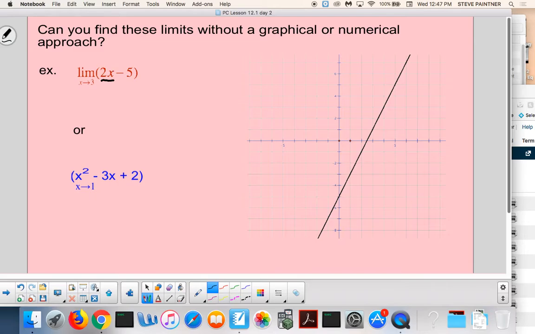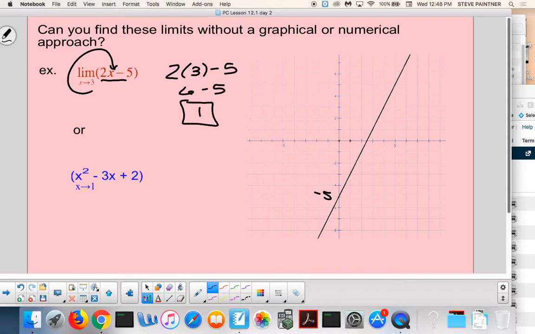2x minus 5, what's the graph for? That's a good question. 2x minus 5, it is right here. That is the graph, but can you do it without the graph? Yeah. How? You just plug in what it approaches into the equation. Why can you do it? Because it's a line. It's a continuous graph. There are no breaks. So go ahead, do this. 2 times 3, take away 5. 6, take away 5. The answer is what? 1.